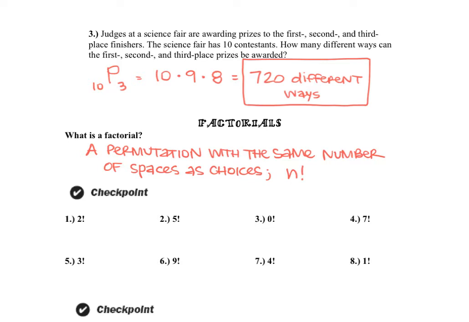What is a factorial? It is a permutation with the same number of choices as spaces, or spaces as choices. We already solved one of these. Number 1 on the last page, where it asked you how many different orders could you read 5 books. We could also call that a factorial because you had 5 books and 5 spaces since you were reading all of them. So the choices and the spaces were the same.